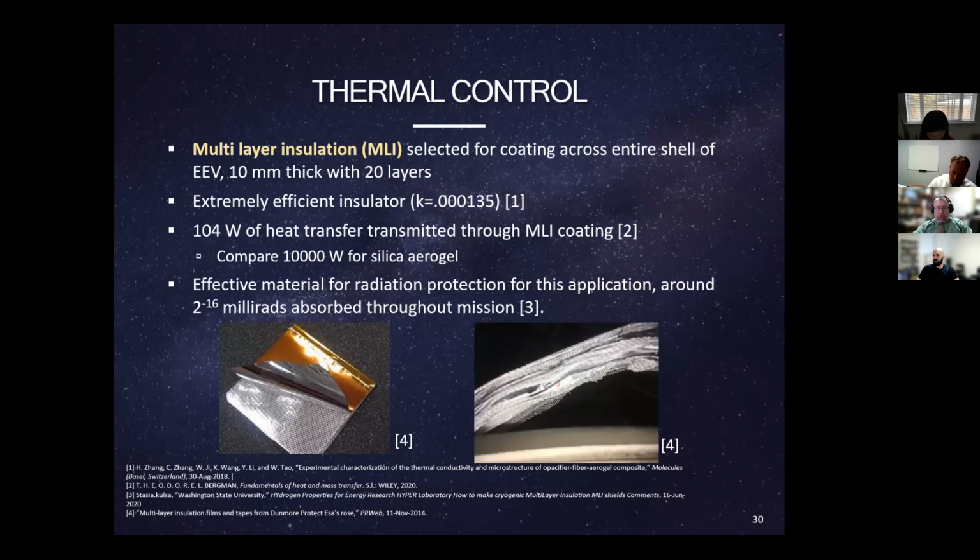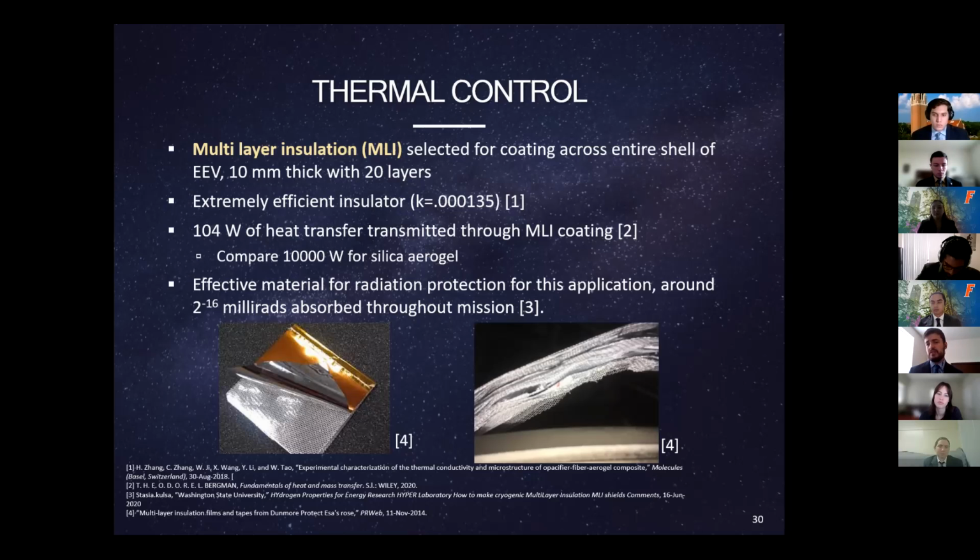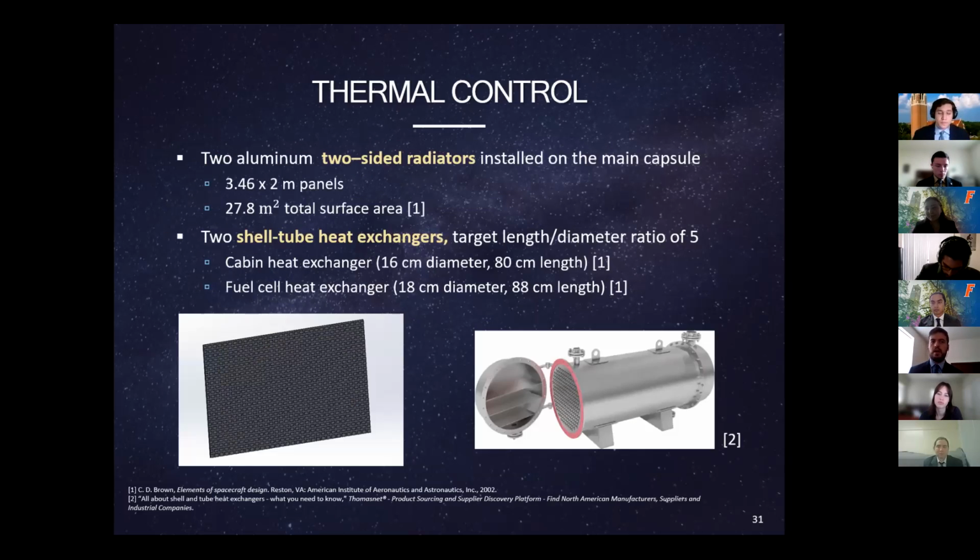In terms of our passive thermal control system, we selected a coating of MLI, multi-layer insulation. It's about 10 millimeters thick and 20 layers within that are allowed. And it's an extremely efficient insulator. That's one reason we picked it compared to silica aerogel, around 2 orders of magnitude less heat transfer for the same thickness. And it's a very effective material for radiation protection as well. And only around 2 to the negative 16th millirads of radiation will be absorbed throughout the mission, which will be quite insignificant.